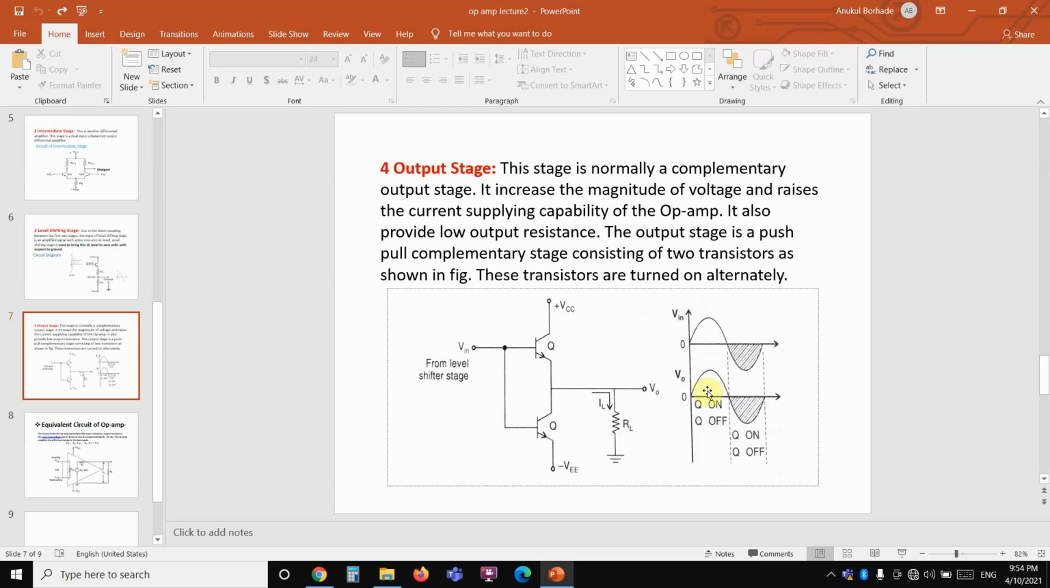This is the waveform of the output stage. See here, if one transistor is in conduction, means on, at that time the other transistor is off, right? Means these two transistors conduct alternately, right? Therefore, this stage is known as the complementary symmetry push-pull amplifier stage.